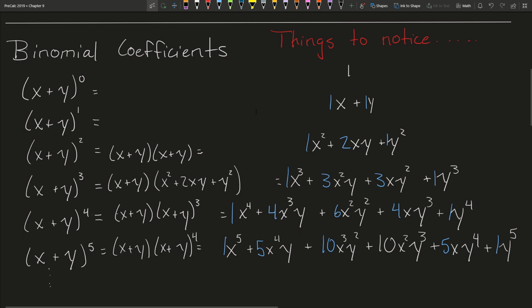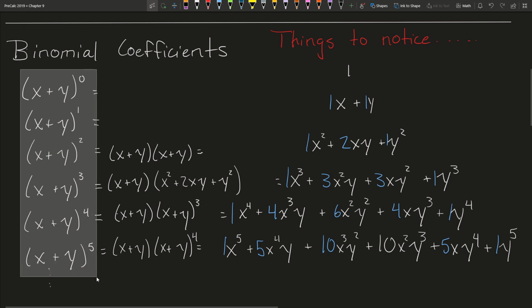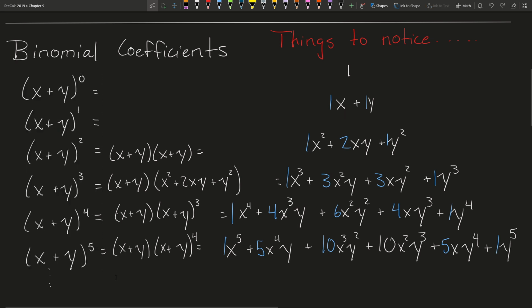Okay, so I want you to think about, one, what a binomial actually is, and then two, how you would FOIL that with different powers. Okay, so on the left here, I have a binomial raised to a certain power. So that first line, x plus y to the 0 power, well, that's just going to be equal to 1. Right? Anything to the 0 power is just 1. X plus y to the first, again, that's just x plus y.